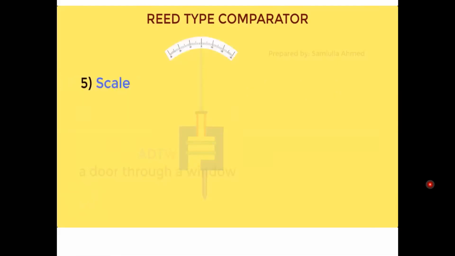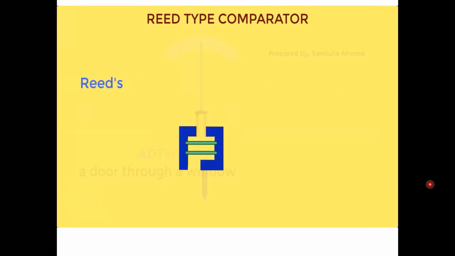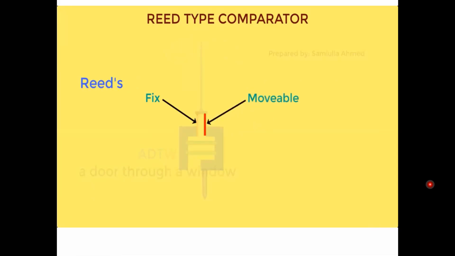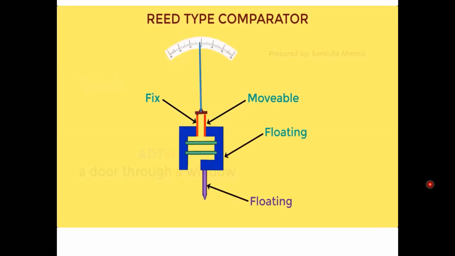Fifth, scale. Out of 4 reeds, 2 are placed vertically and 2 horizontally, connected between the 2 blocks A and B. Here, block A is the fixed block, whereas block B is the floating block. Out of 2 vertical reeds, the left vertical reed is fixed, and the right vertical reed is movable and is connected to block B. The floating block is connected to the plunger. As the plunger moves upward, the floating block moves upward as well, and the vertical reed on the right side moves up gradually. This causes the pointer to deflect on the scale.